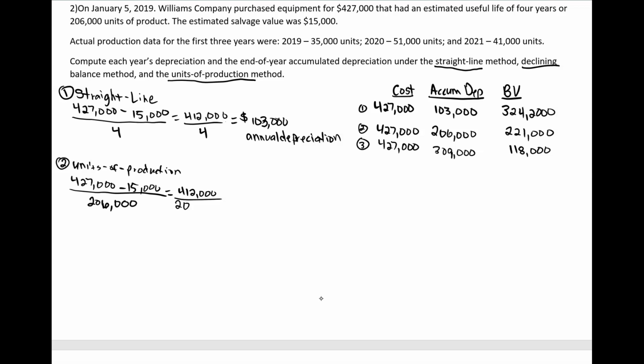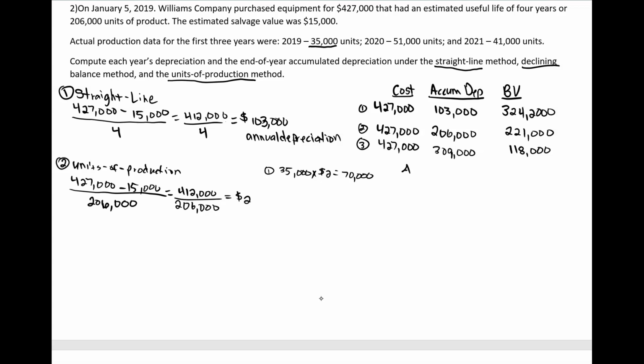$412 divided by 206, and we get a depreciation per unit of $2. Okay, let's look at year 1. In year 1, they did 35,000 units. So we're going to take those 35,000 units, multiply it by the $2, and depreciation is 70,000.